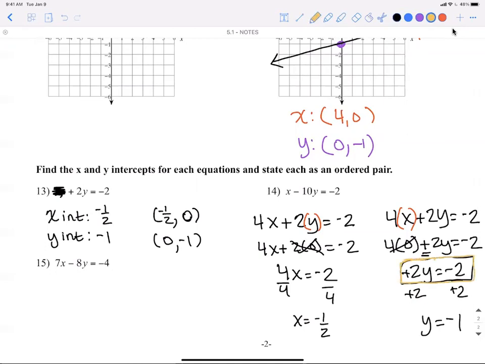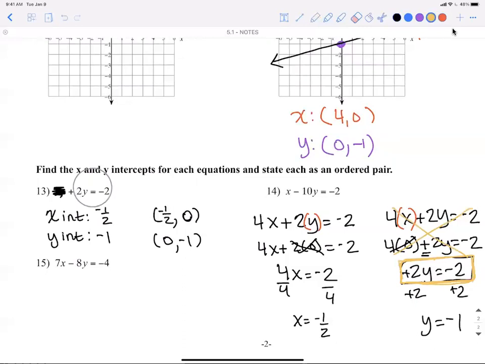Notice I'm left with this right here. If you want to skip this part, you don't have to write all of that out, because if you can just put your finger or mentally block out the 4x, because the x is going to go away anyway, you can start right here at this step: 2y equals -2. When you put your finger right here and cover up the 4x, you're left with 2y equals -2.